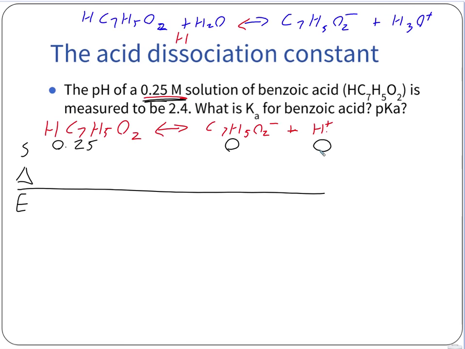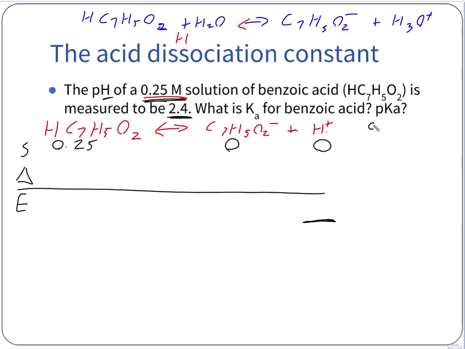Now, the second thing is, do we know what the ending concentrations of anything are? Well, it doesn't tell us directly, but it does tell us that the pH is 2.4. The pH is going to be in terms of our hydrogen ions at equilibrium, and so that's going to tell us, if we can figure it out, what the equilibrium concentration of the H+ is. So let's try to work that out here.